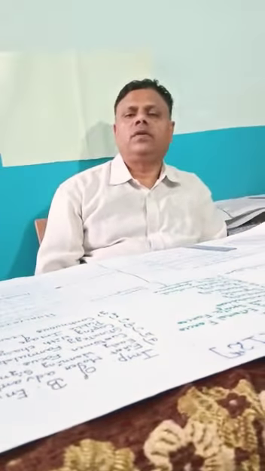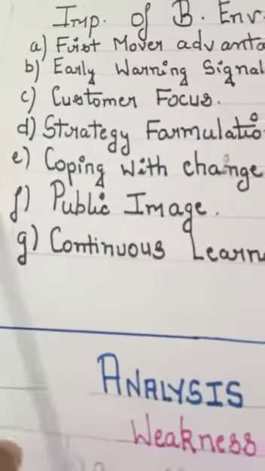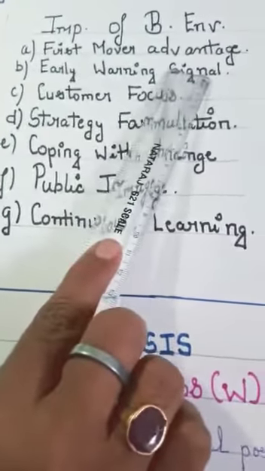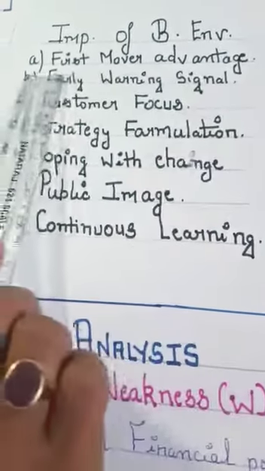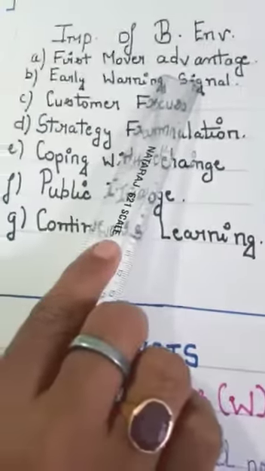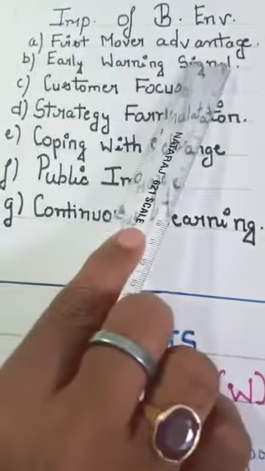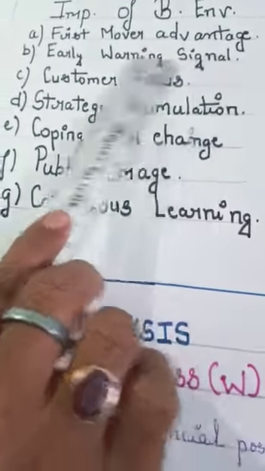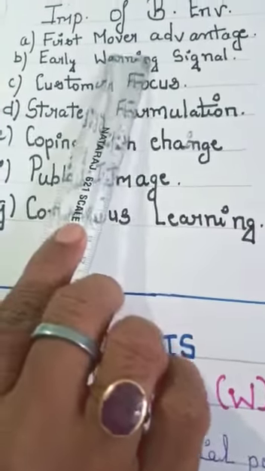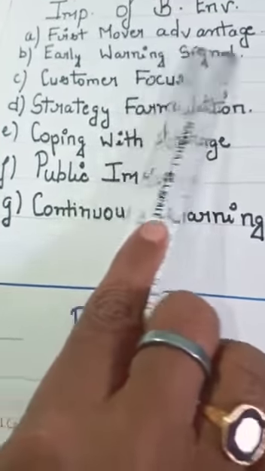Now let us move to our topic. The topic is importance of business environment, and the first one is first mover advantage. First mover advantage means "पहले आओ और पहले पाओ", that those organizations which study the various changes taking place in the environment take the opportunity and capture the major share of the market.